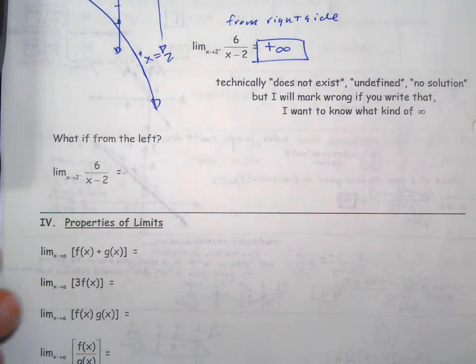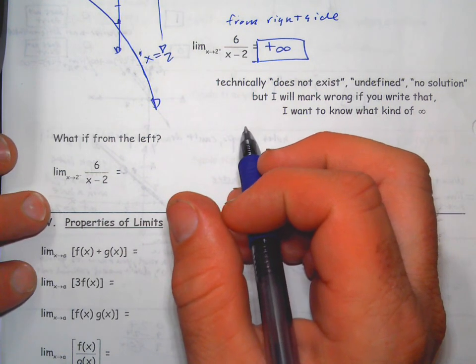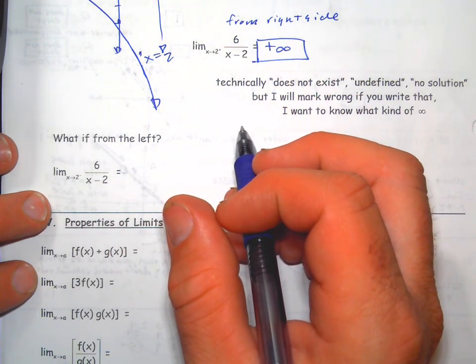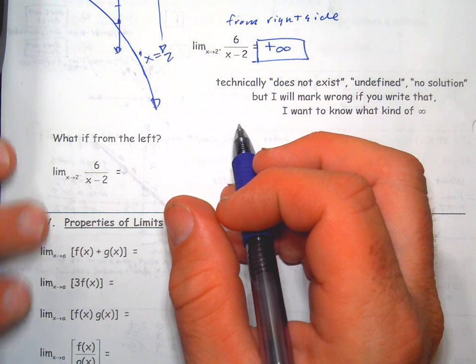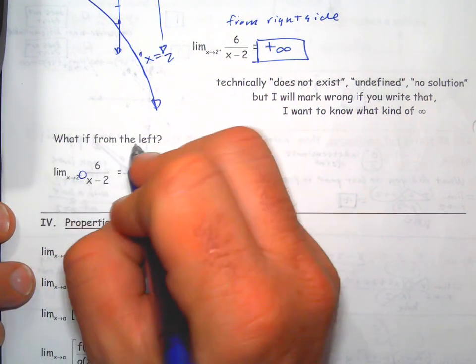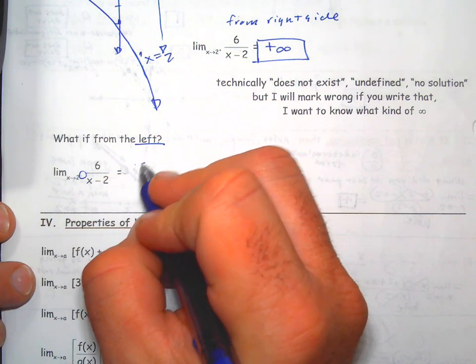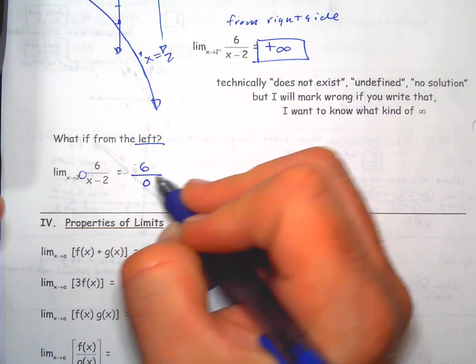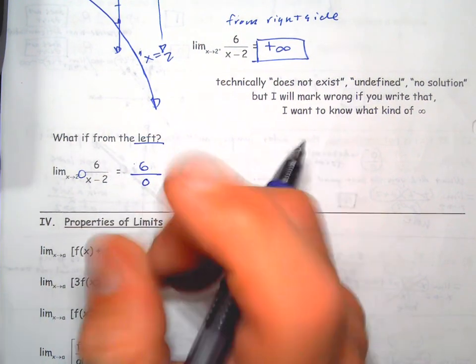So from the left side, what's happening here now? Well, we're pushing from the left. You might be like, well, it's 6 over 0. Okay, but is it positive 0 or negative 0? It's not really 0. It's something tiny.